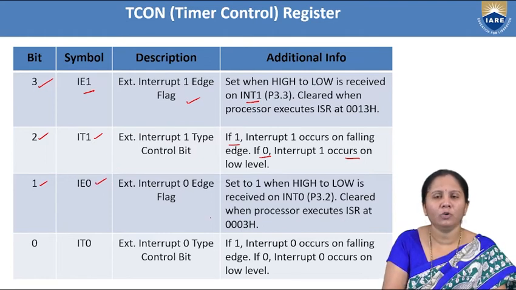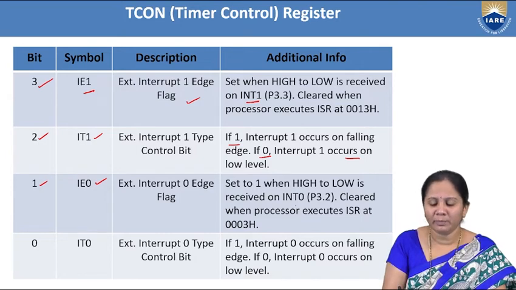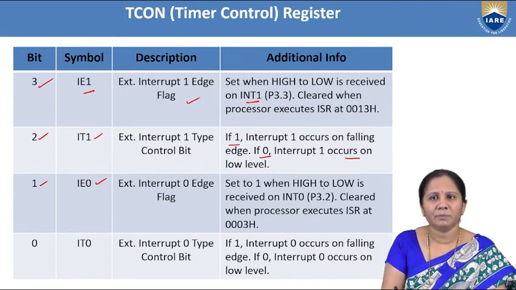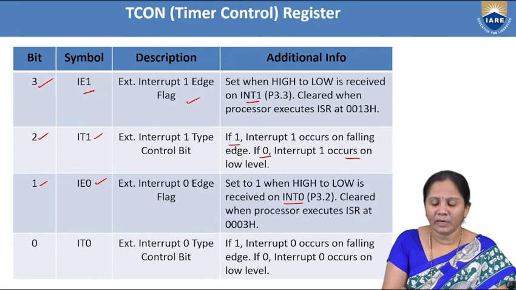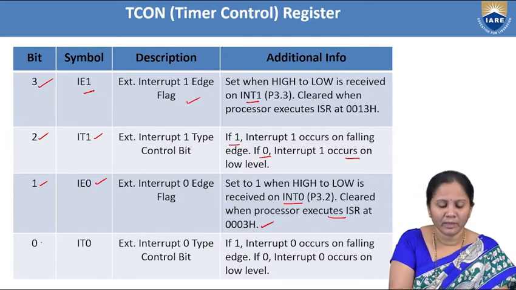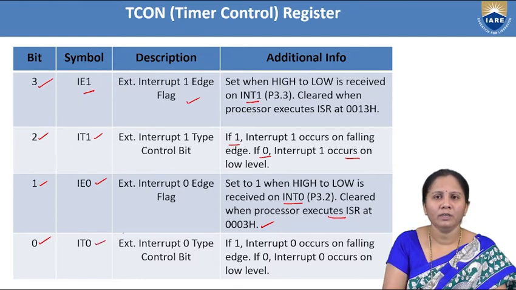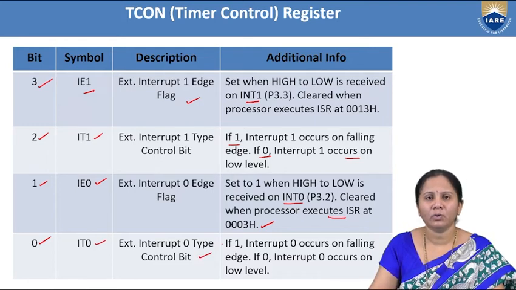The next bit is bit 1, IE0, which represents the external interrupt 0 edge flag. If that bit is set, it indicates the information is received at the INT0 pin. If that bit is cleared, it indicates the ISR has been executed at the address 0003H. And the last bit is bit 0, IT0, which indicates the external interrupt 0 type control bit.